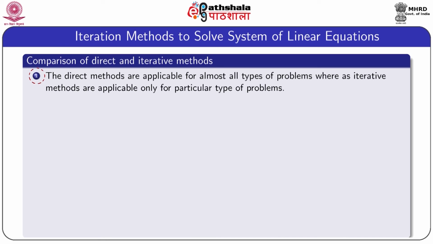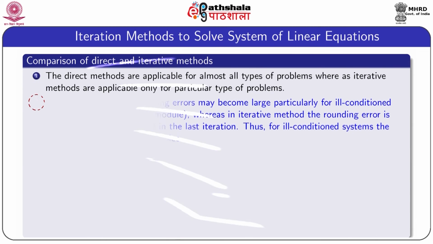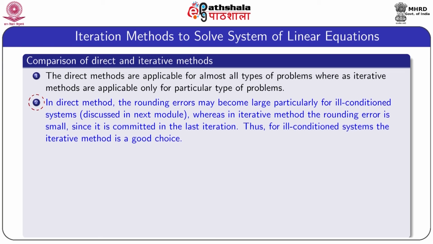Now, we compare the direct and iterative methods which are discussed in the first module of this chapter and in this chapter. The direct methods are applicable for almost all types of problems, whereas the iteration methods are applicable only for particular types of problems. In direct methods, the rounding errors may become very large, particularly for ill-conditioned systems, but in iterative methods the rounding error is small since it is committed in the last iteration only. Thus, for ill-conditioned systems of equations, the iteration method gives better results to give the convergent solution.